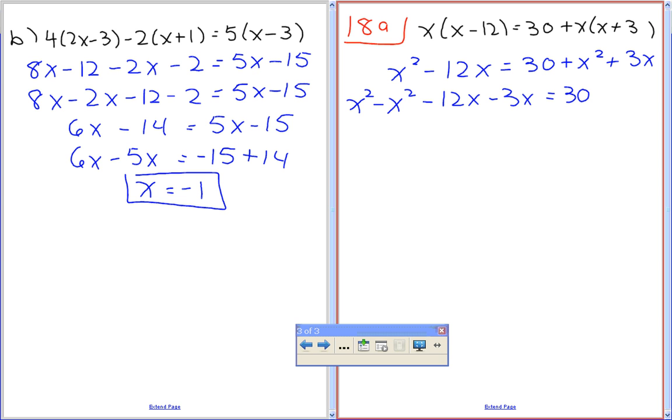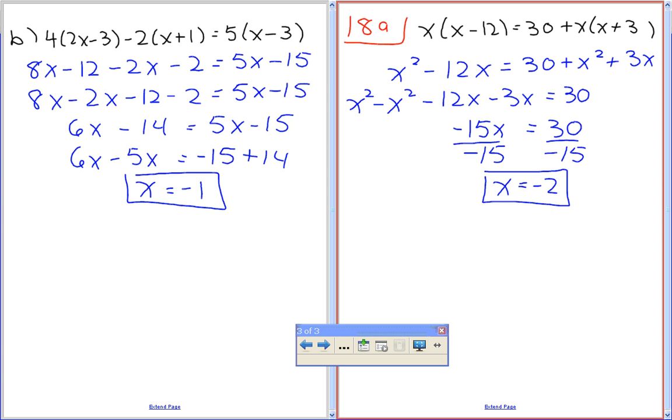What is x squared minus x squared? 0. Good. What is negative 12x minus 3x? They're both negatives, so it's negative 15x. Okay, the final step is? We have to divide by negative 15. Good. Which makes x equals negative 2. Awesome.